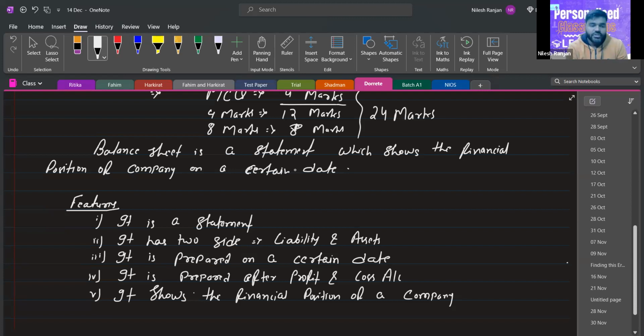And the last one is that it shows the financial position of the company, means total assets, total liabilities, and capital of the company. So how much assets a company has and how much amount a company has to pay to someone on behalf of goods or services. So these are the features of the balance sheet. Okay, please write this. After that, we will discuss the format. Okay, sir.